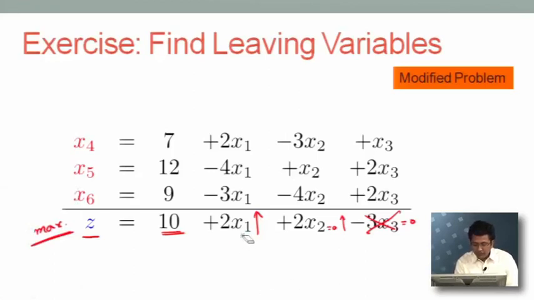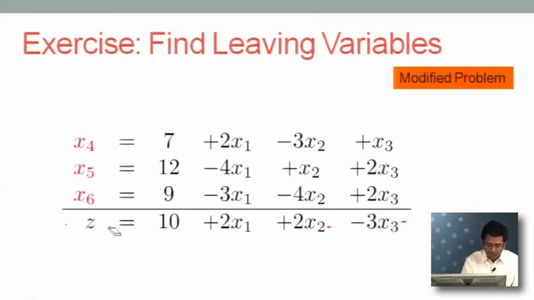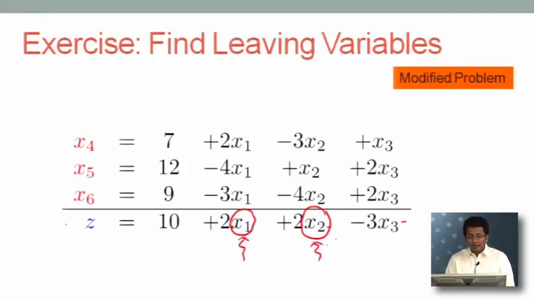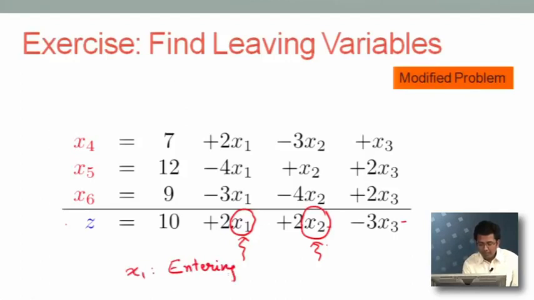So possible entering variables: hopefully we are all convinced that x1 can enter or x2 can enter. It's entirely your choice, and we'll talk about some rules for making choices among multiple possible entering variables. Currently there are two possibilities, x1 or x2. Let's assume x1 enters, so let's fix x1 to be our entering variable, and let's see what variables can leave.